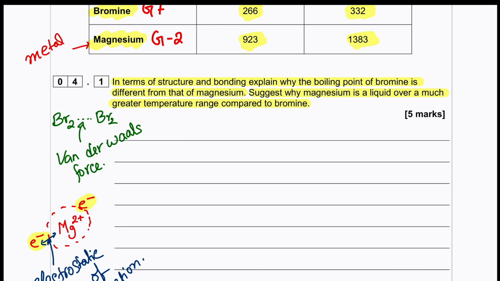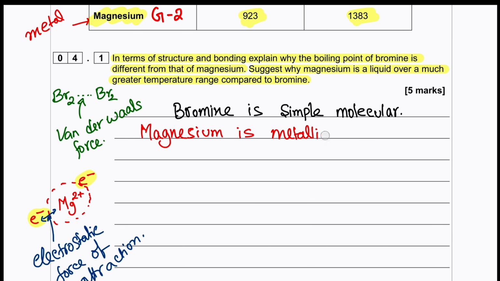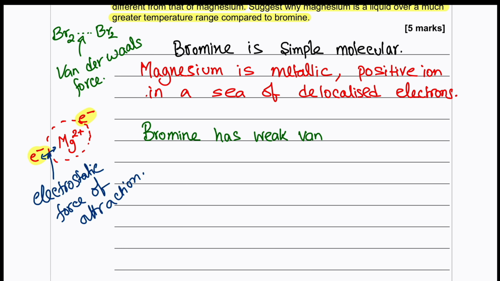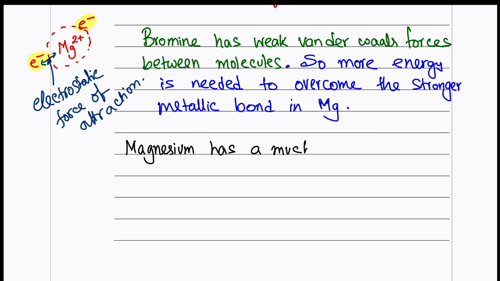So the answer we can give in this way. Bromine is simple molecular, whereas magnesium is metallic, consisting of positive ions in a sea of delocalized electrons. Then we can say bromine has weak van der Waals forces between the molecules. So more energy is needed to overcome the stronger forces in metallic bonds. Magnesium has a much greater liquid range because the forces of attraction in molten metal are stronger in comparison to that of the bromine.